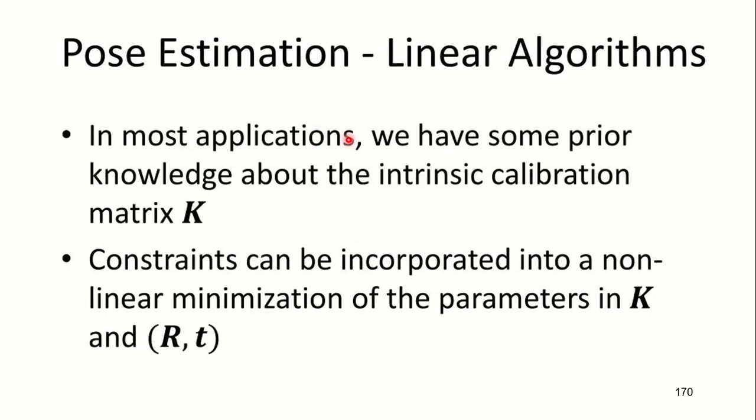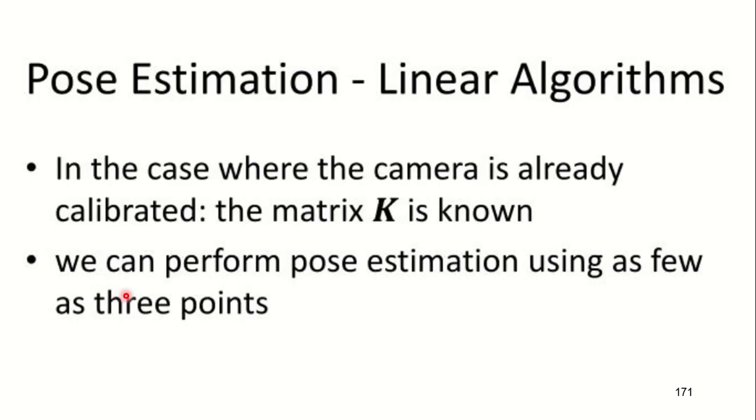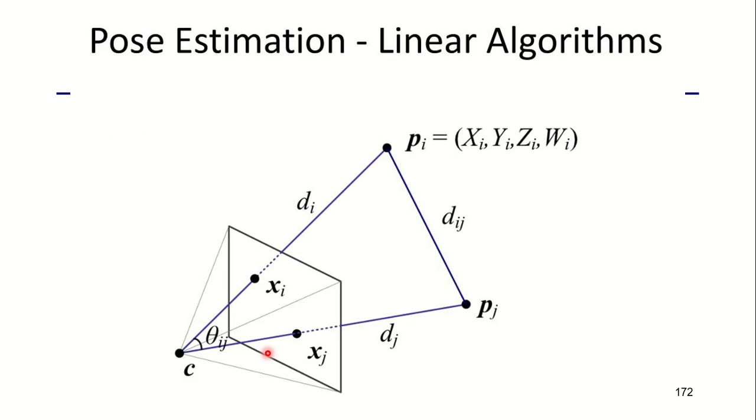In most applications, we have some prior knowledge about the intrinsic calibration matrix K. Constraints can be incorporated into a non-linear minimization of the parameters in K and R, T. In the case where the camera is already calibrated, the matrix K is known, so we can perform pose estimation using as few as 3 points.